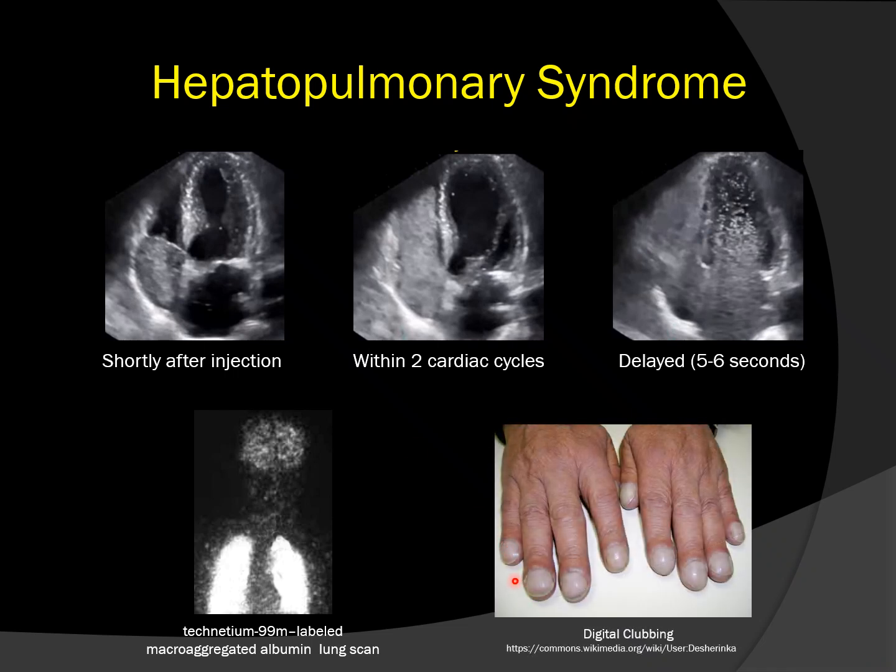Finally, digital clubbing, and here's an impressive case, is a prominent part of hepatopulmonary syndrome. And in the last year, I've actually seen 2 patients that have had digital clubbing from this disorder, including the young patient I used at the beginning of this talk as a case study, the 35-year-old that had hepatitis C and wound up having pulmonary hypertension and right heart type 1 PAH.